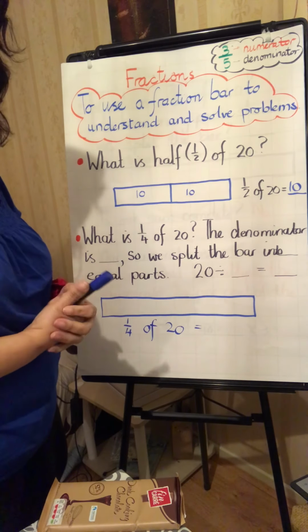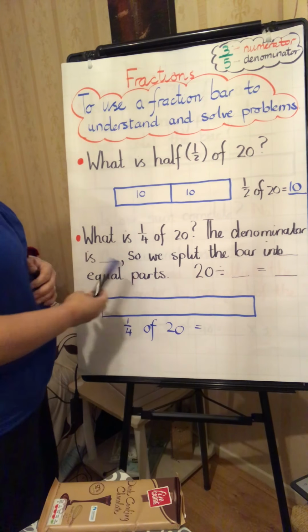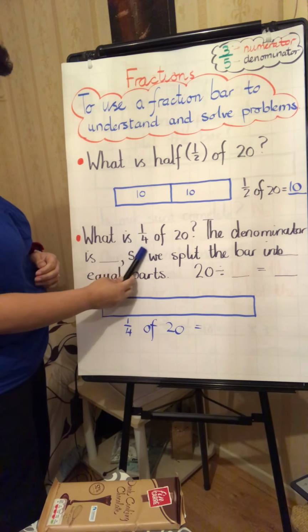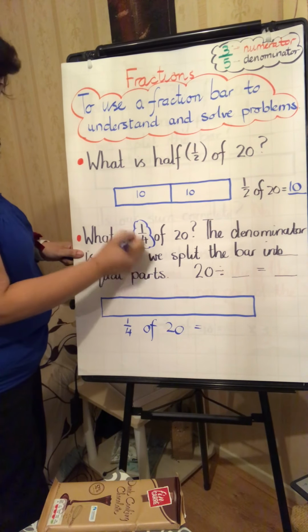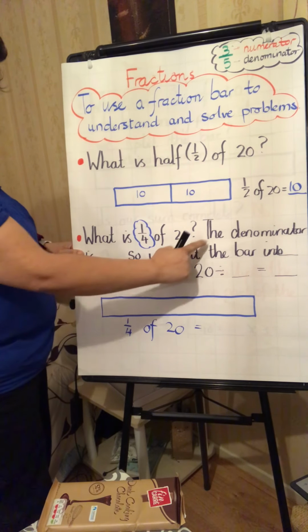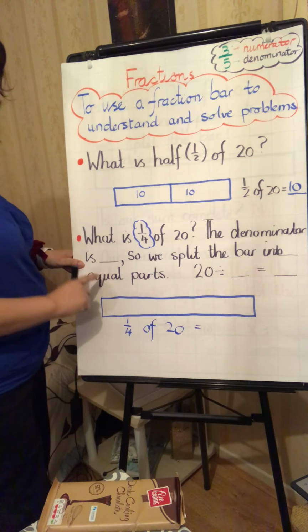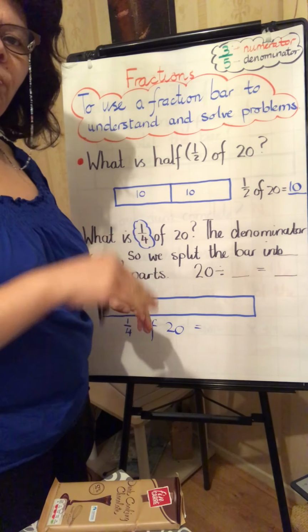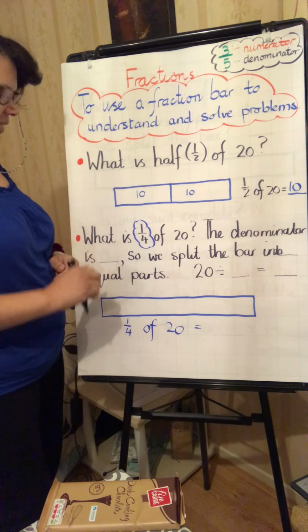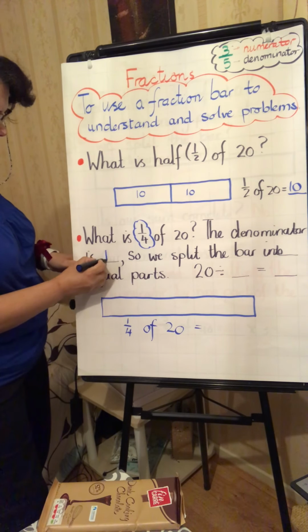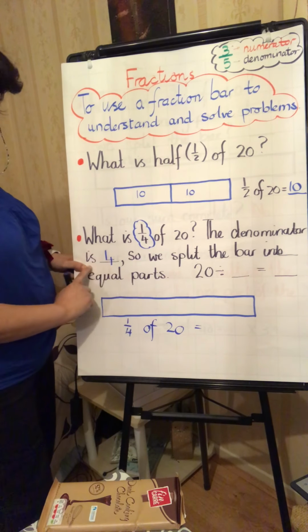Do it on your piece of scrap paper you have there. The question is, what is 1/4 of 20? So we're going to look at 1/4 of 20. What is the denominator again? It is our bottom number. What is our denominator here? You are right, it is 4. So the denominator is 4.